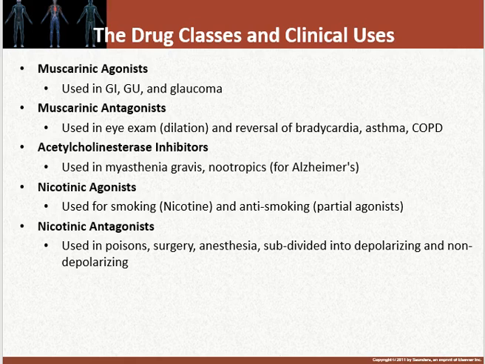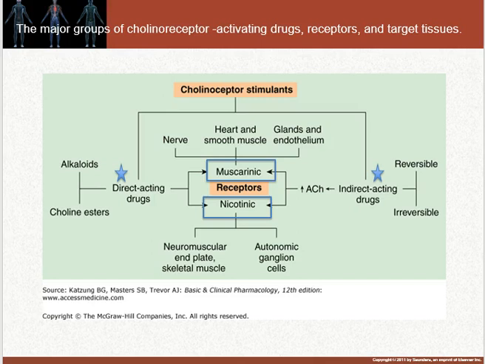There are nicotinic agonists, which are used for smoking, so that's nicotine, as well as anti-smoking. And so these would be the drugs that are partial agonists. And so we'll talk about that again in drugs of addiction. And then there are nicotinic antagonists that are essentially used in poisons, surgery, anesthesia, and then they can be subdivided into whether they depolarize or if they're non-depolarizing. So some of these we will come back to in more detail, but this is just an overview.